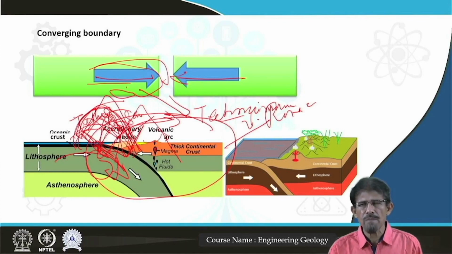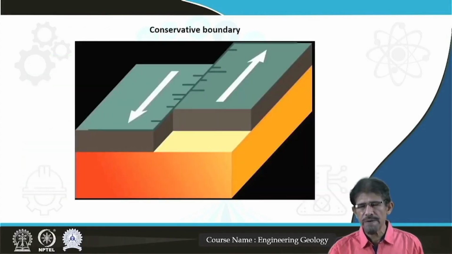The next type of boundary is simply the conservative boundary. In the conservative boundary, we are not going to see any type of diverging or converging movement of the plates. Here, in this situation, the plates are only moving left to right or slightly up and down.